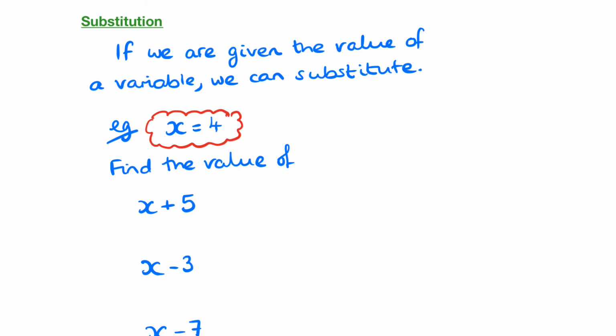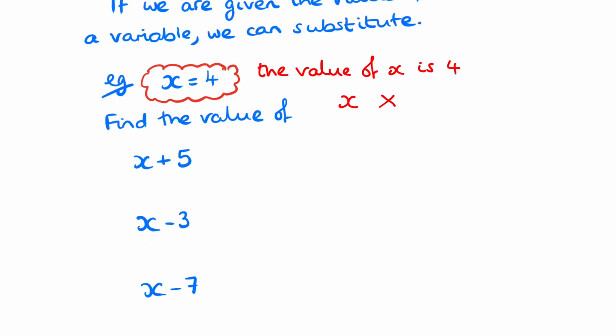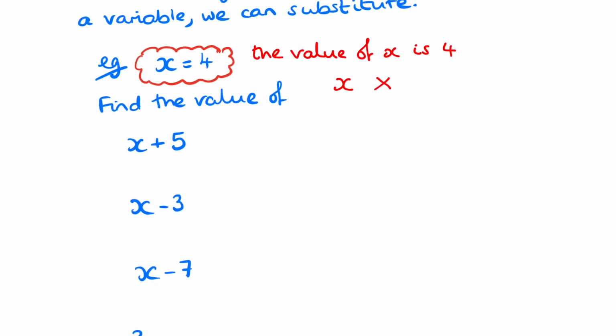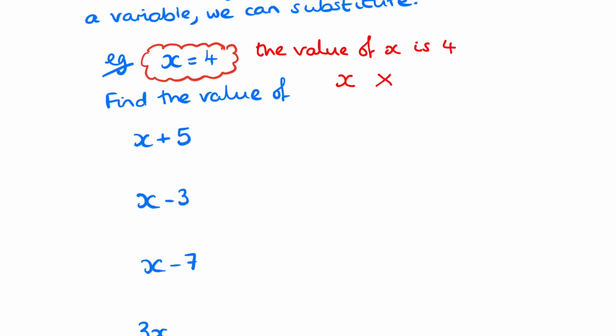Now we're told that x equals 4, and what that means is the value of x is 4. So you probably notice at this stage that I do my x's curly rather than like that. And that's to make sure we can tell the difference between an x and a multiplication sign. We'll see later on why that's important. So, we are told here, we know that the value of x is 4. So x is worth 4.